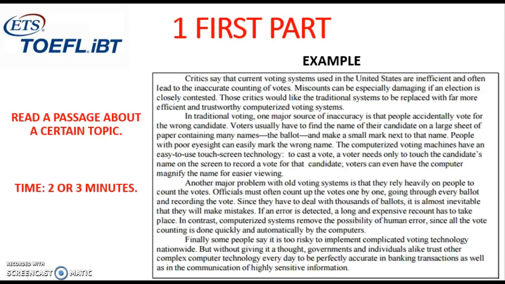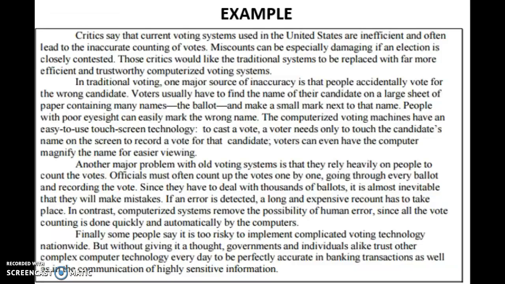As we said before, we are going to begin with a short explanation of the TOEFL IBT writing section. In case you don't know, the TOEFL IBT writing section is divided into two tasks. The first one is the integrated task, which we are going to explain now. This task is divided into three parts. In the first part, you have to listen to a passage of a certain topic in about 2 or 3 minutes. Here is an example of a passage.